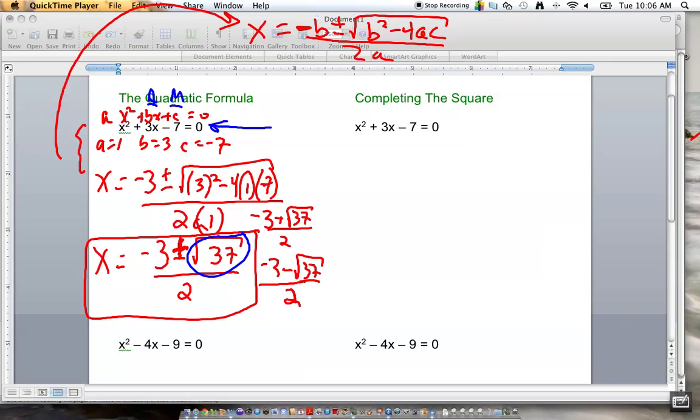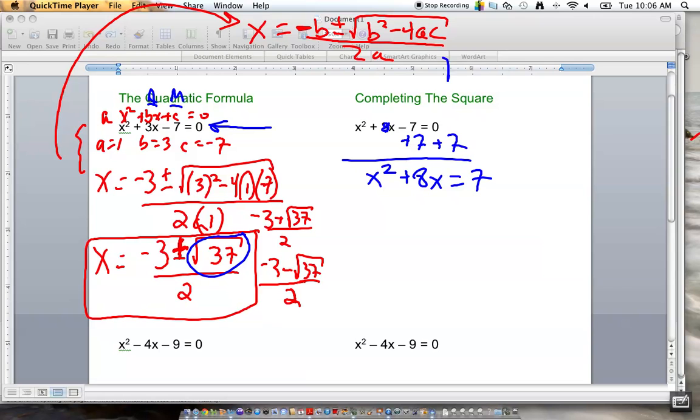In fact, you know what? I'm going to change this question slightly to make it easier for you. I'm going to make it x squared plus 8x minus 7. Now, when we do completing the square, the first thing we do is get everything on the other side, okay?